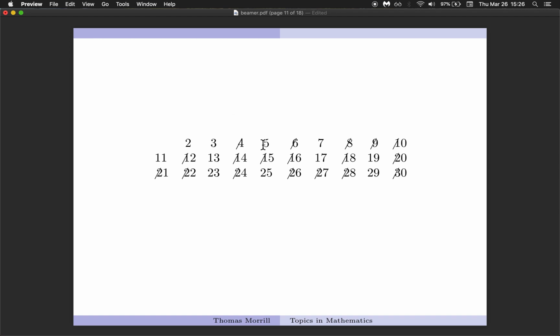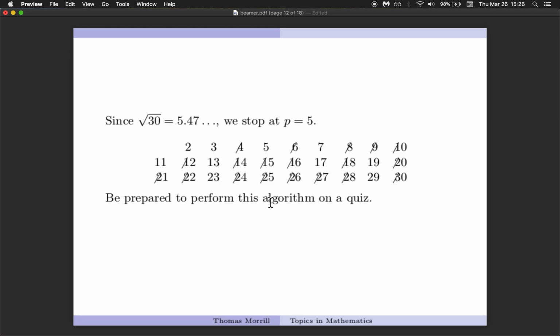Okay. My next smallest number on the list is 5, and I'm going to start at 5, say, okay, 10 is composite, go up 1, 2, 3, 4, 5. 15 is composite, 1, 2, 3, 4, 5. 20 is composite, 1, 2, 3, 4, 5, 25 is composite, and so on. I strike out all those, and I get this.